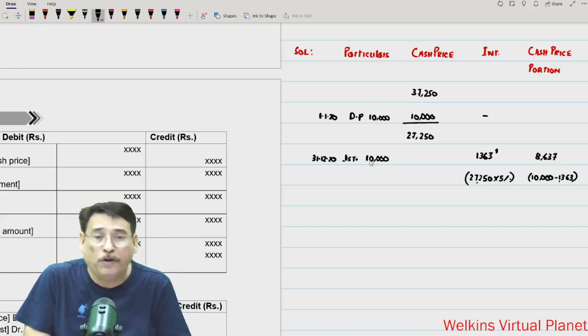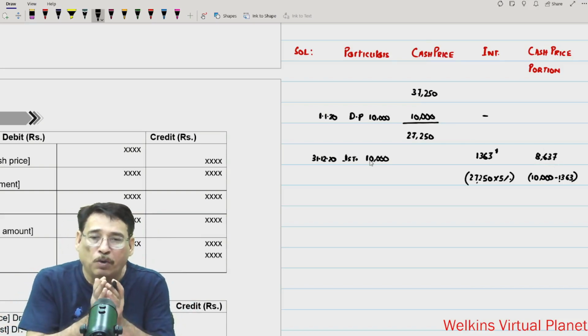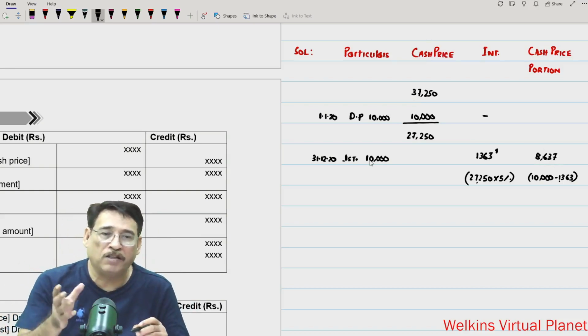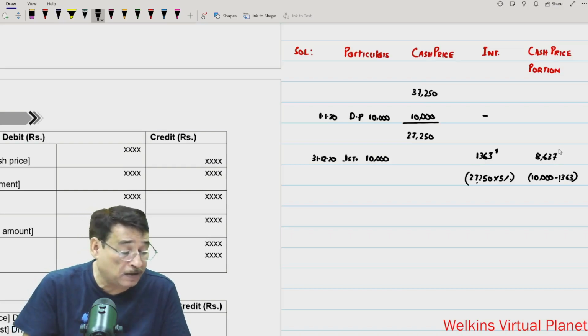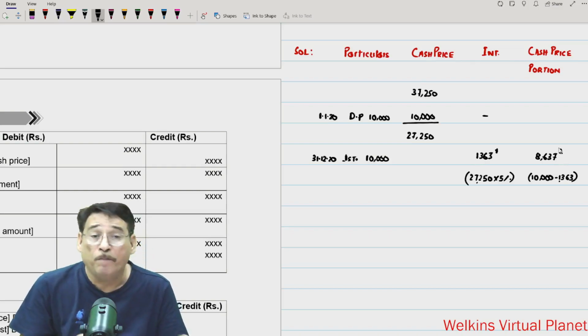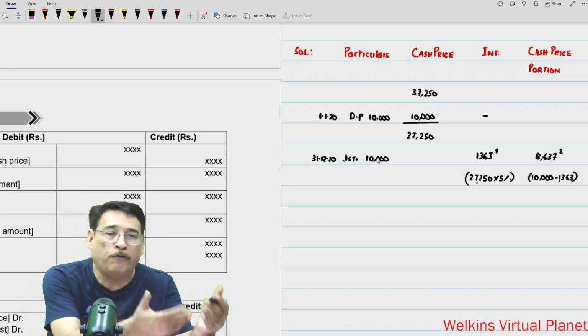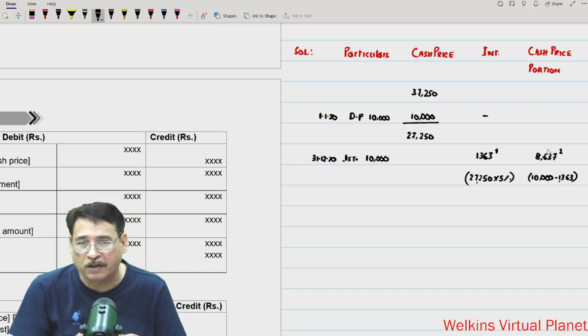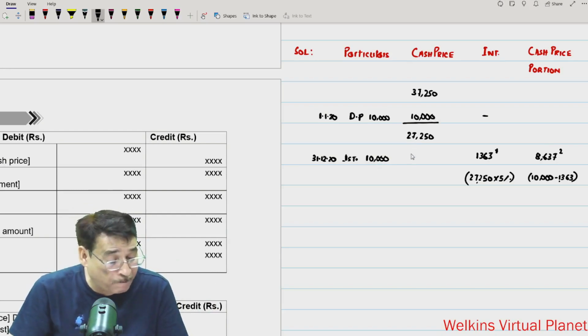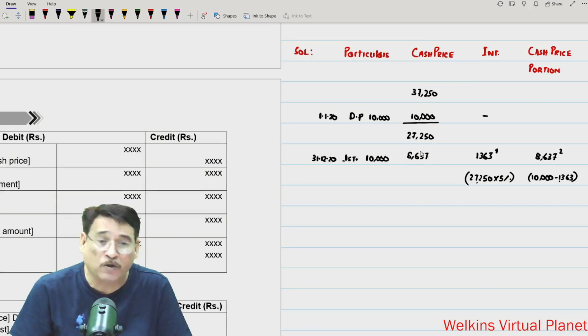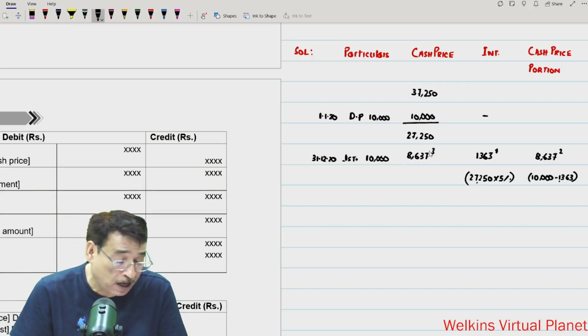So I have broken this payment into two segments. One segment is related to interest payment, and the other segment is payment for cash price. That is why it is known as the cash price portion. This is the portion of the installment which is meant for cash price, because now it will be considered that out of 10,000, I have paid only 8,637 for the cash price or the cost price. So I am going to subtract 8,637 from this particular amount. This is the third thing which I will have to do.